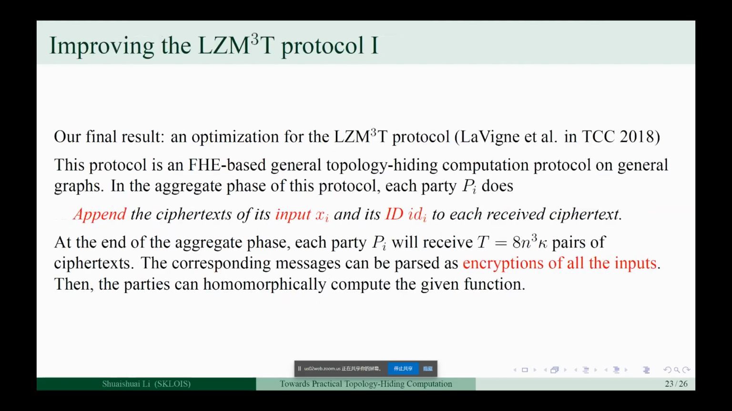Our final result is an optimization for the LZM3T protocol of Lavini et al. This protocol is an FHE-based general topology hiding computation protocol on general graphs. In the aggregate phase of this protocol, each party Pi appends the ciphertext of its input xi and its ID IDi to each received ciphertext. At the end of the aggregate phase, each party Pi will receive T pairs of ciphertexts. The corresponding plaintexts can be parsed as encryptions of all the inputs, and the parties can homomorphically compute the given function.